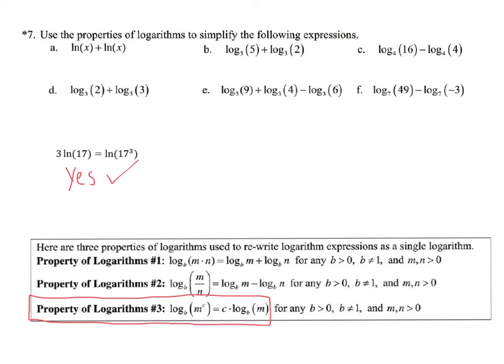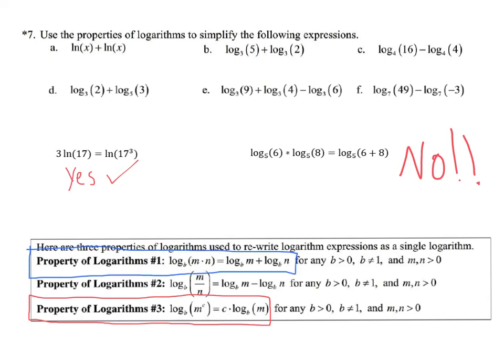But I cannot say that log base 5 of 6 times log base 5 of 8 is equal to log base 5 of 6 plus 8. This does not follow the structure of property number 1. In fact, this mistake switches around the operations in the problem. What is multiplication in this mistake should be addition, and what is addition should be multiplication.